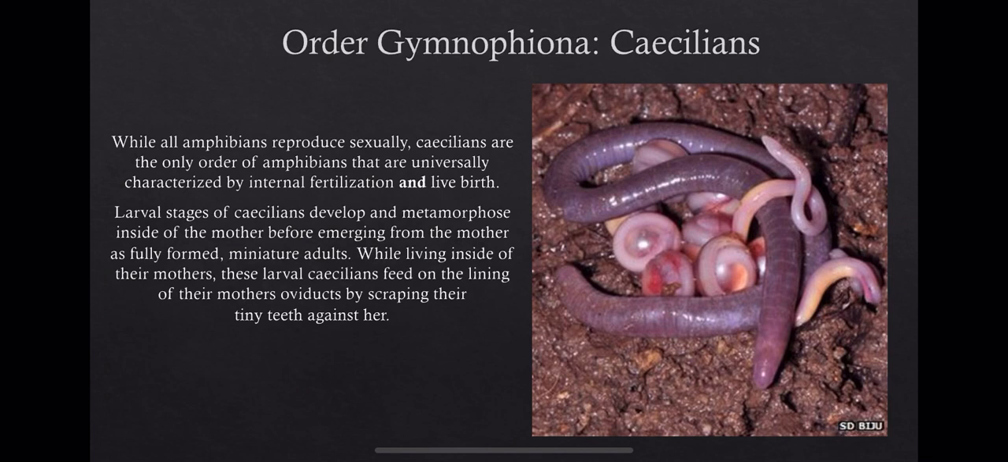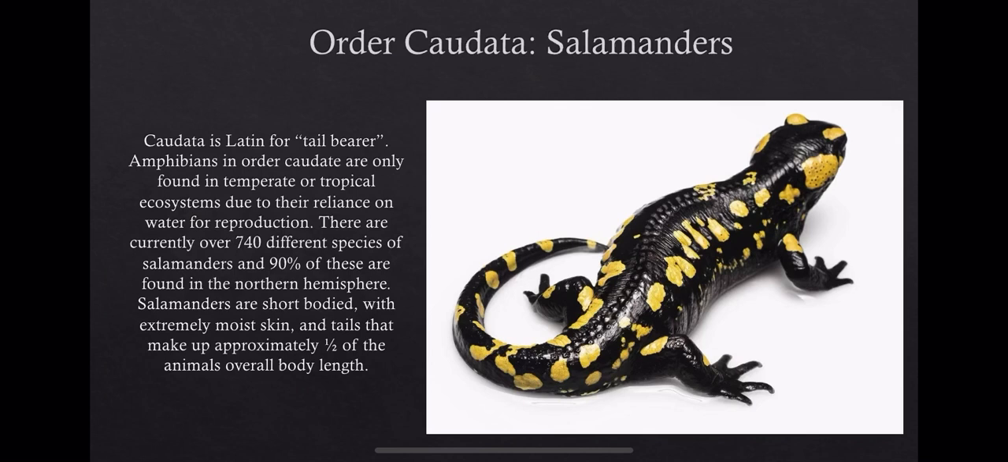and the larval caecilians feed on the oviduct of their mother by scraping their tiny little creepy teeth against the inside of their moms. And then when they are born, they emerge as tiny little adults.